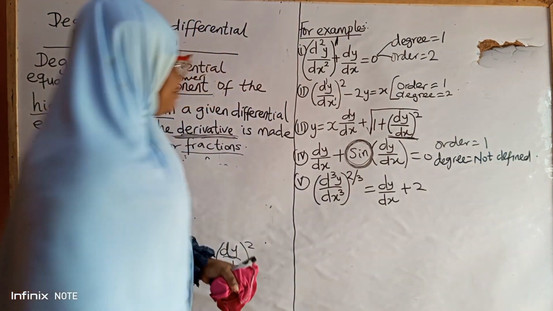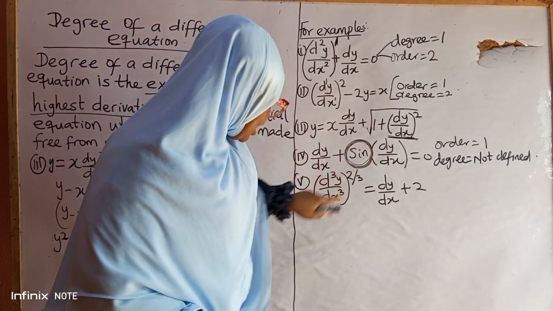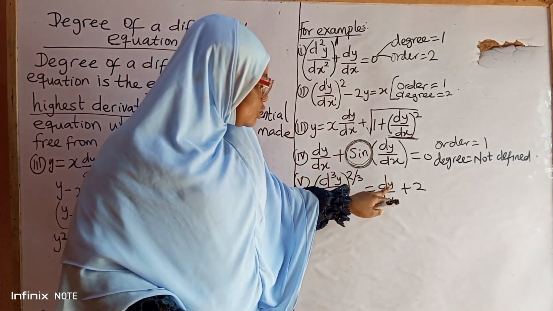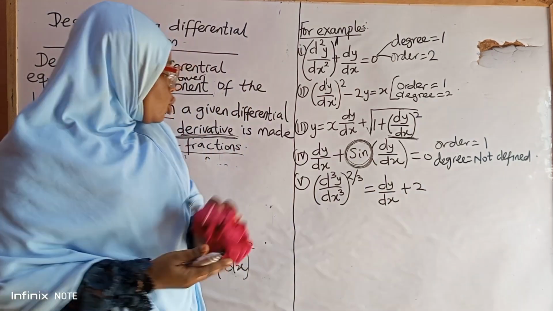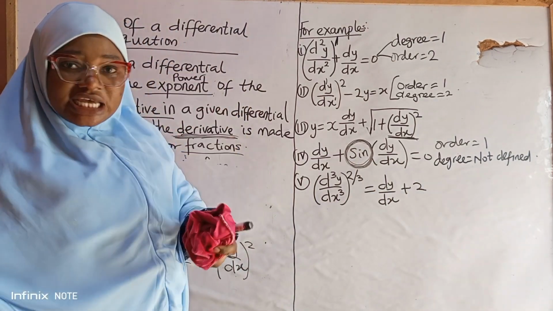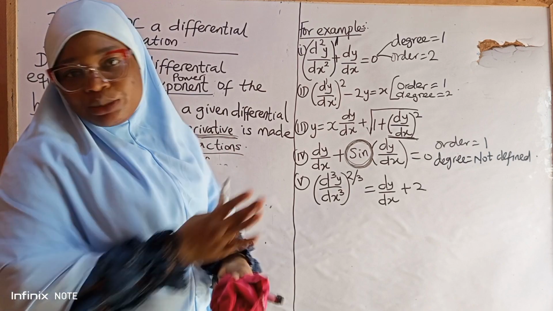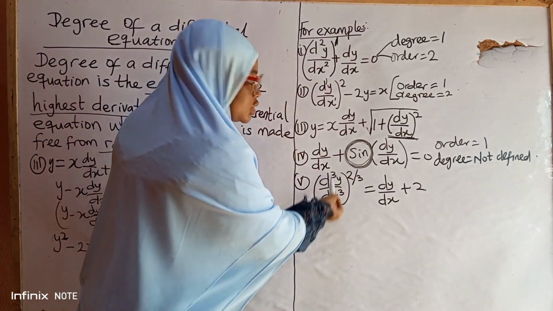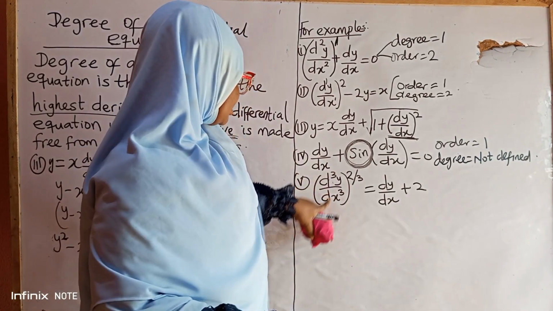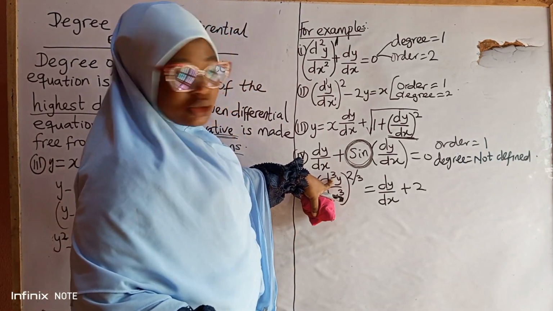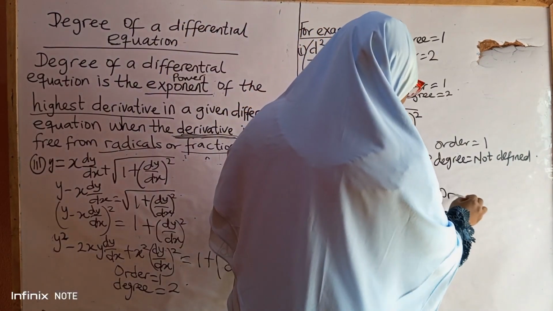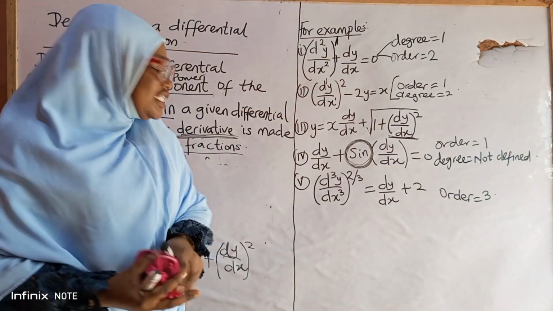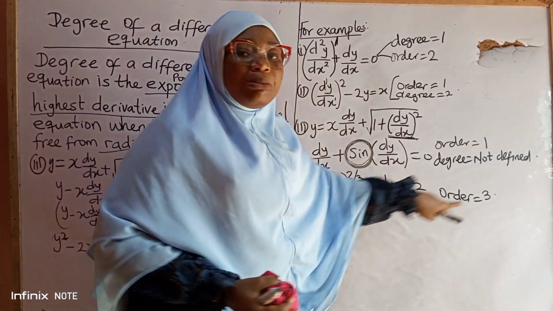So example 5: (d³y/dx³) raised to the power 2/3 is equal to dy/dx plus 2. So what is the order? We can quickly determine the order. I told you in order the exponent doesn't concern us. What concerns us here is how many times it was differentiated. And here you can see that the highest one is 3. So that means the order is equal to 3.